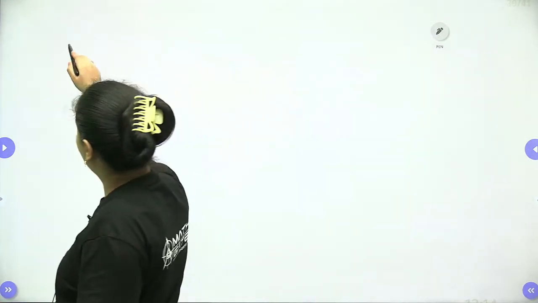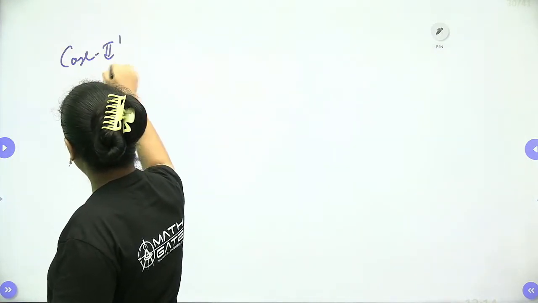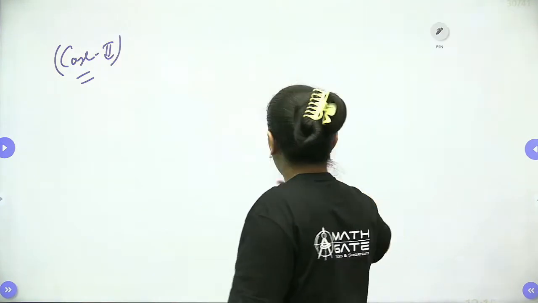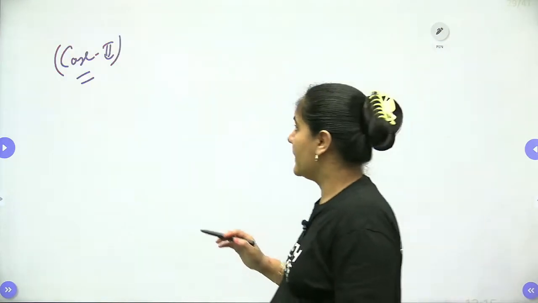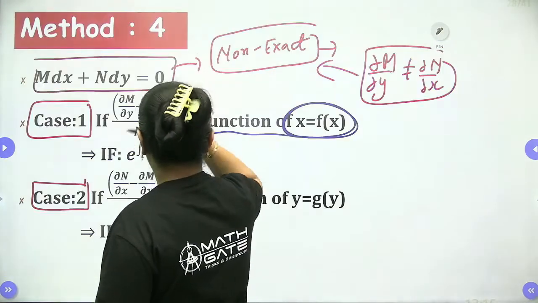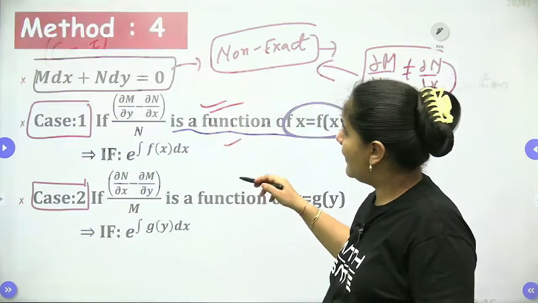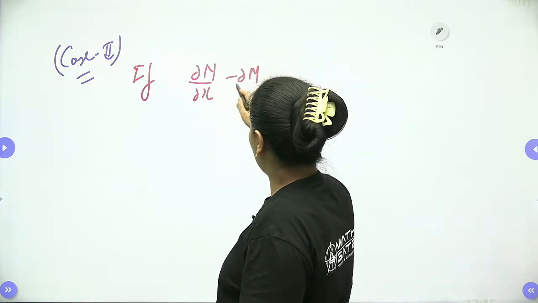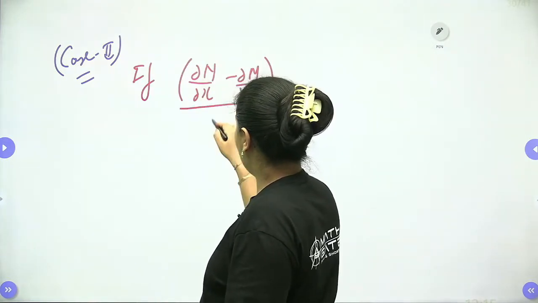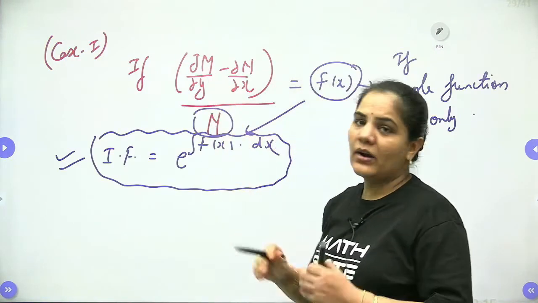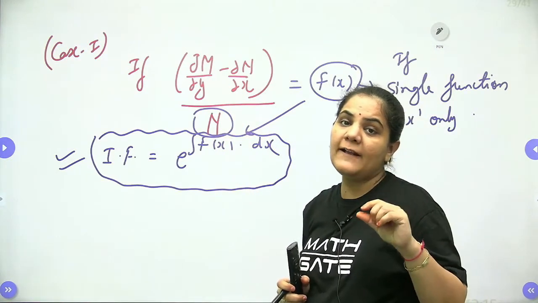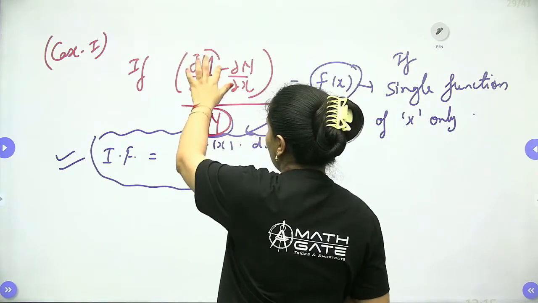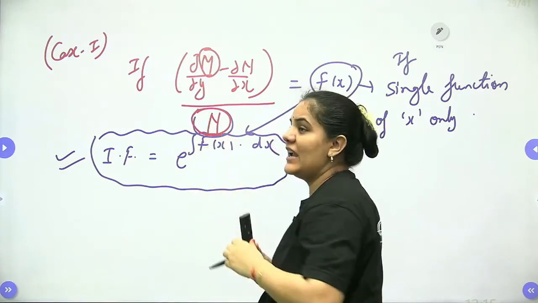Now you can ask, ma'am, if we do not get a single function of x, and the function is of y only, then how will we approach? Let me show you. Case number 1 is done. Now suppose we divide del N by del x minus del M by del y by M. Just remember, when you take del M by del y minus del N by del x, you divide by N, meaning when we have M first, we divide by N.